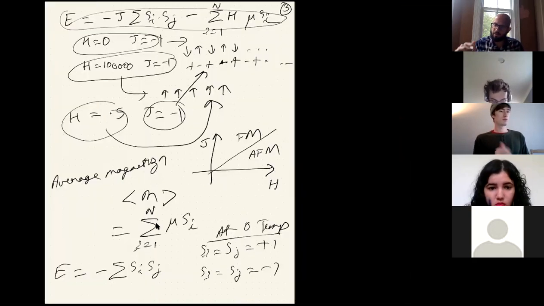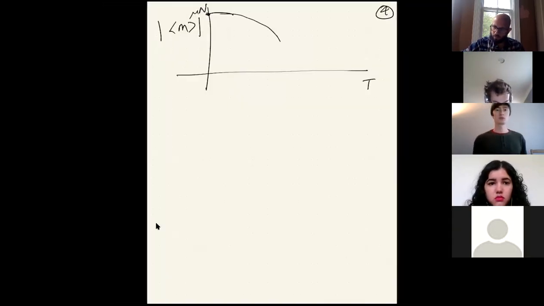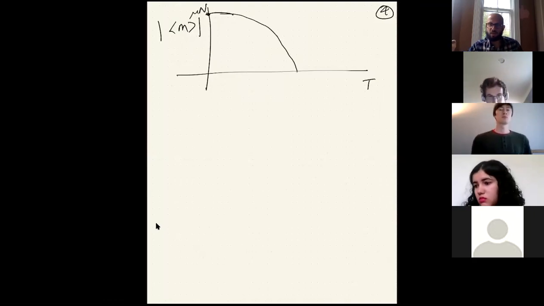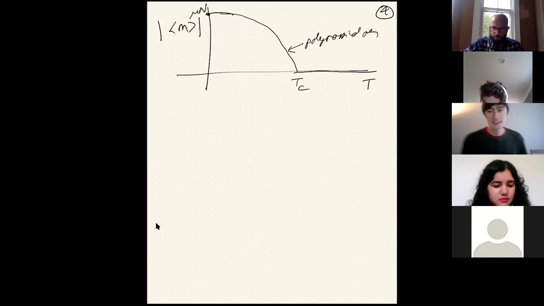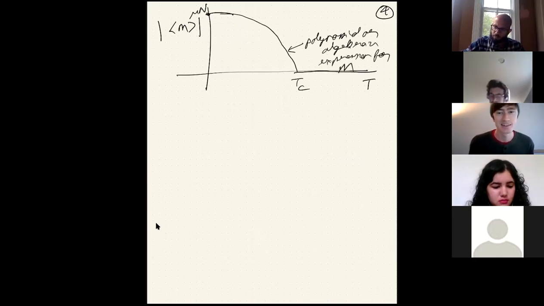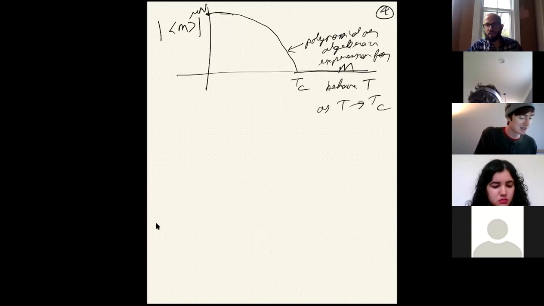As you increase the temperature, it will start to fall down. And at some temperature, it will go to zero. Entropy will take over, and then it will just stay like this. This temperature is called critical temperature. It's of great interest. It's especially of enormous interest as to what is the polynomial or algebraic expression for how m behaves as T approaches Tc. This is of great importance.